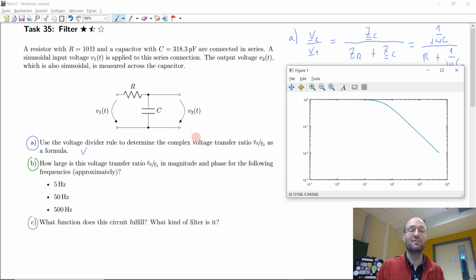So it's a filter circuit that certain frequency components can get through and certain frequency components get attenuated. And in this case, the low frequency components get through, and the high frequency components get attenuated. And the higher the frequency, the more they get attenuated. That's exactly the function and the purpose of this circuit.